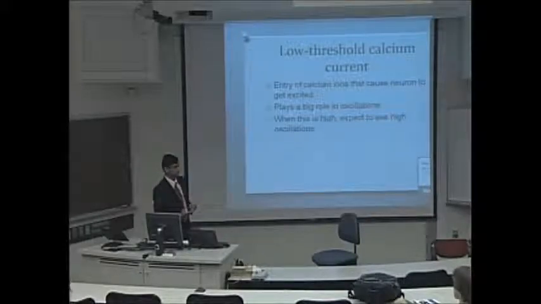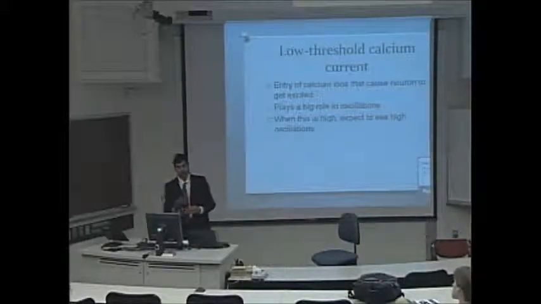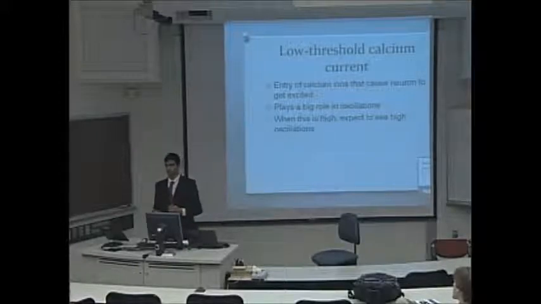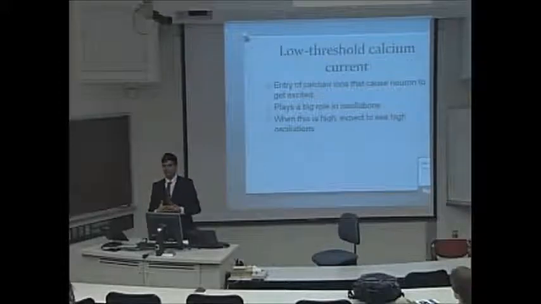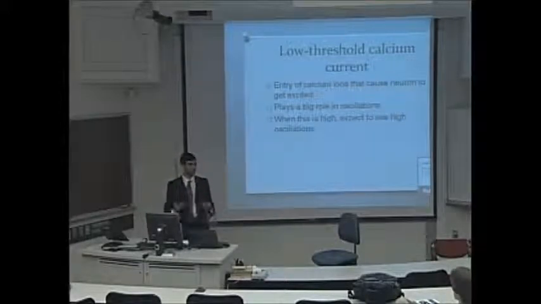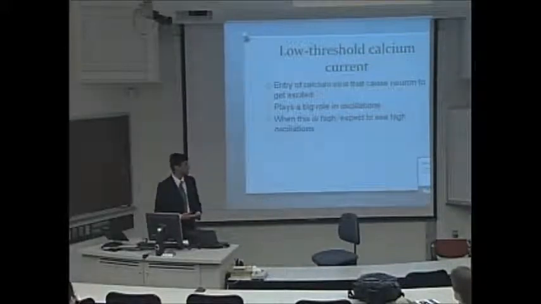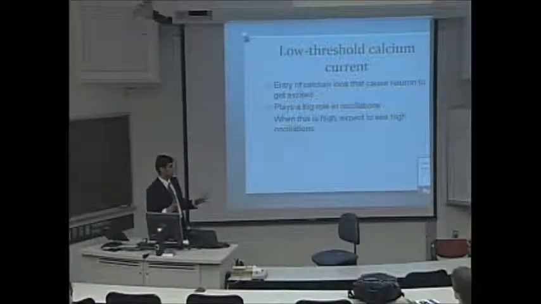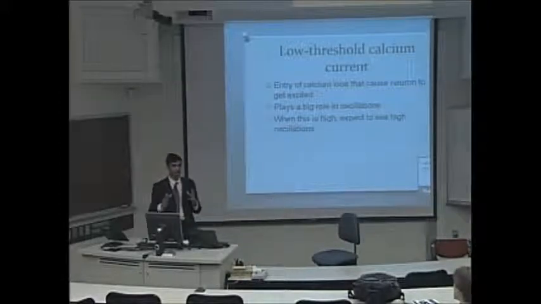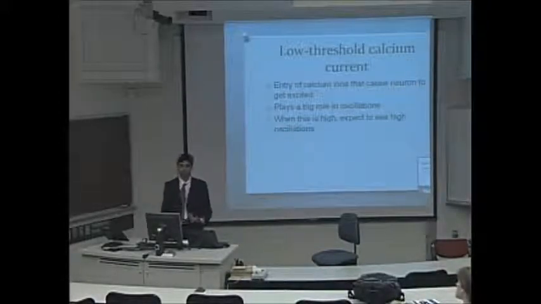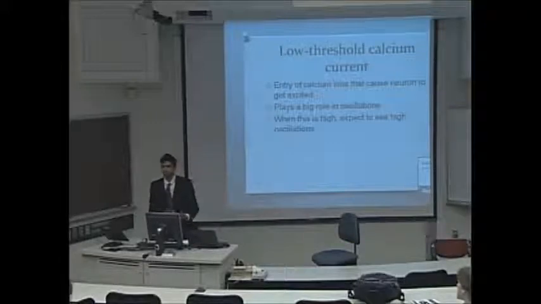The key piece to modeling a circuit with essential tremors is something called the low threshold calcium current. And this works through something called post-inhibitory rebound. I won't get into all the details, but essentially there's an entry of calcium ions into neurons that causes a neuron to get really, really excited and fire an action potential.